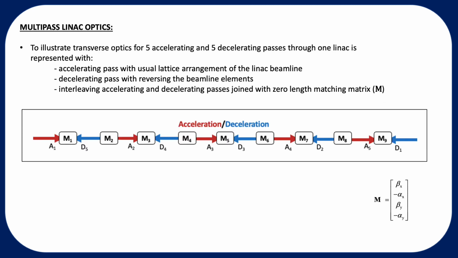For this study, we created a 10-pass North Linac beamline as shown here. For accelerating passes, we use the North Linac elements as they are, and for decelerating passes, we arrange the elements in a reversed order. The accelerating and decelerating passes are connected with the zero length matrix M to match with the arc optics as we prefer.